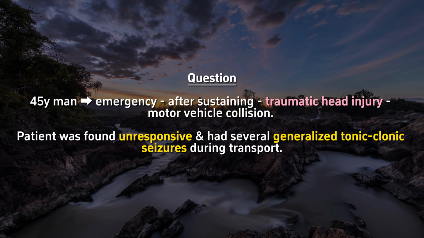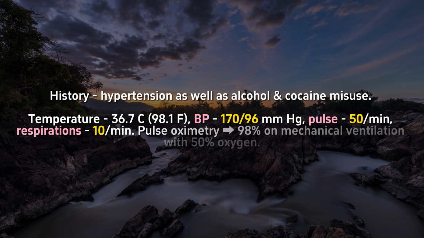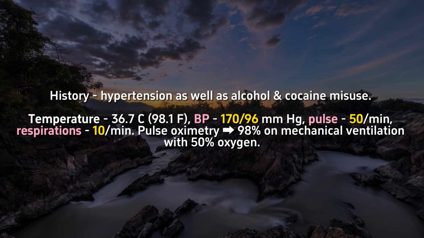A 45-year-old man is brought to the emergency department after sustaining a traumatic head injury in a motor vehicle collision. The patient was found unresponsive and had several generalized tonic-clonic seizures during transport. Medical history includes hypertension as well as alcohol and cocaine misuse. Temperature is 36.7 degrees. Blood pressure is 170/96. Pulse is 50, and respirations are 10.